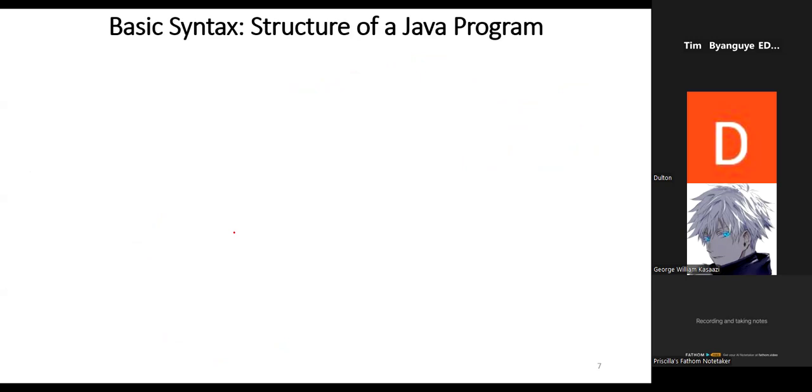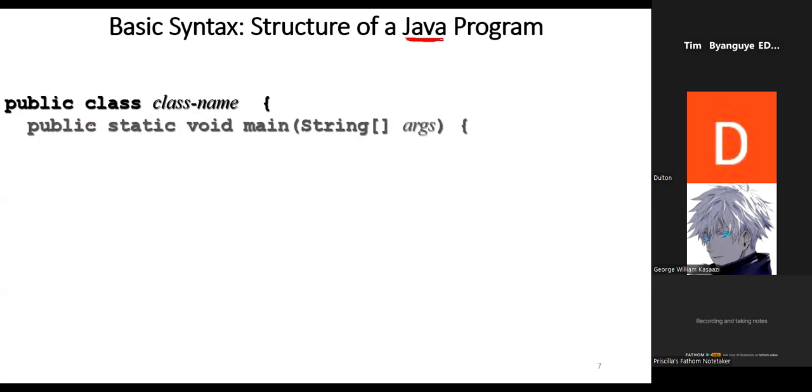Let's dive into the basic syntax of a Java program, or what sort of structure you're going to write for your Java programs. If you remember the definition for Java, we called it a class-based high-level language. It's a class-based high-level language, meaning almost everything that you need to do is written under a class. And so most of your programs will always be put in a class.